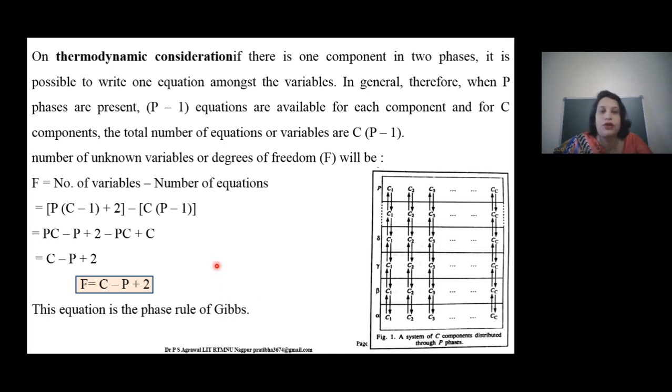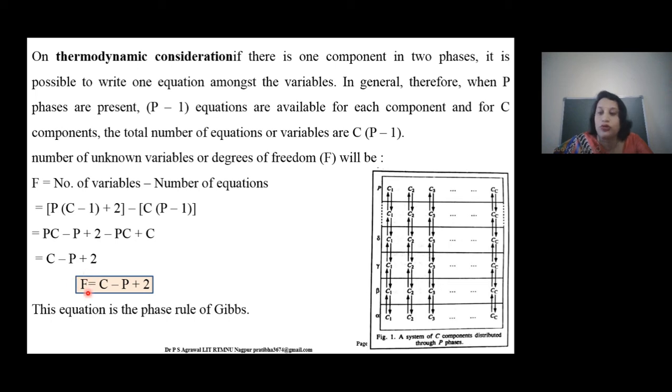The maximum number of degrees of freedom that a system can have is given when there is only one phase. If P is 1, then this. For water, suppose C is 1 and P is 1, then F is equal to only 2. That means we can plot this system on plain paper. If the degree of freedom is 1, we can plot on a line. If it is 2, we can plot on a graph. If it is 3, we have to plot in a space.